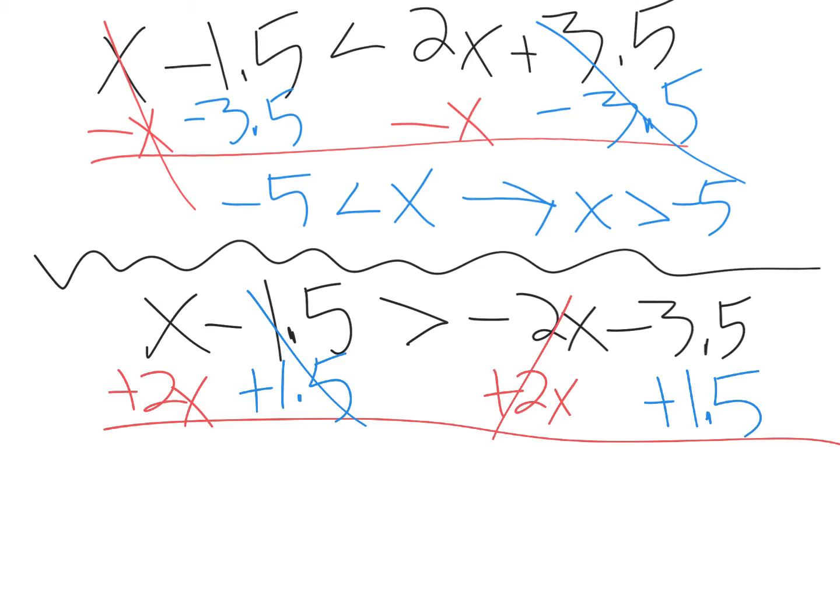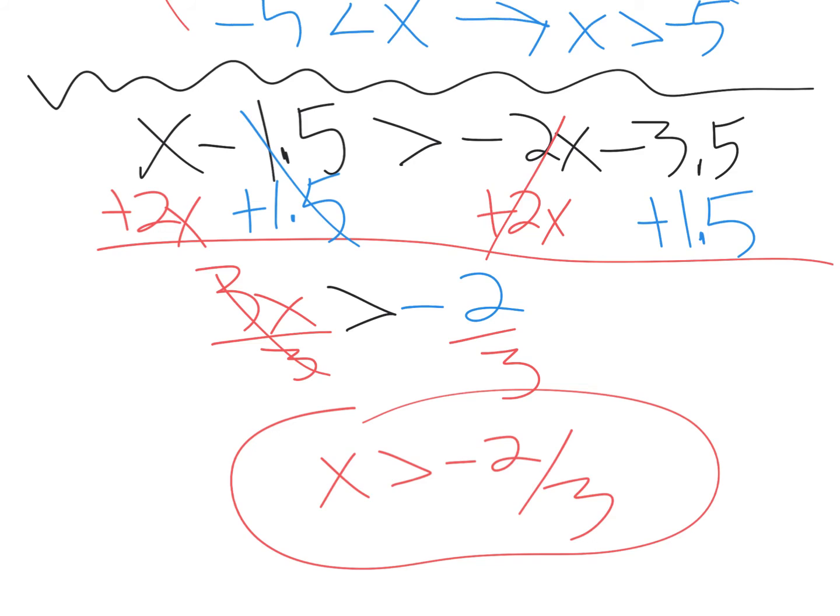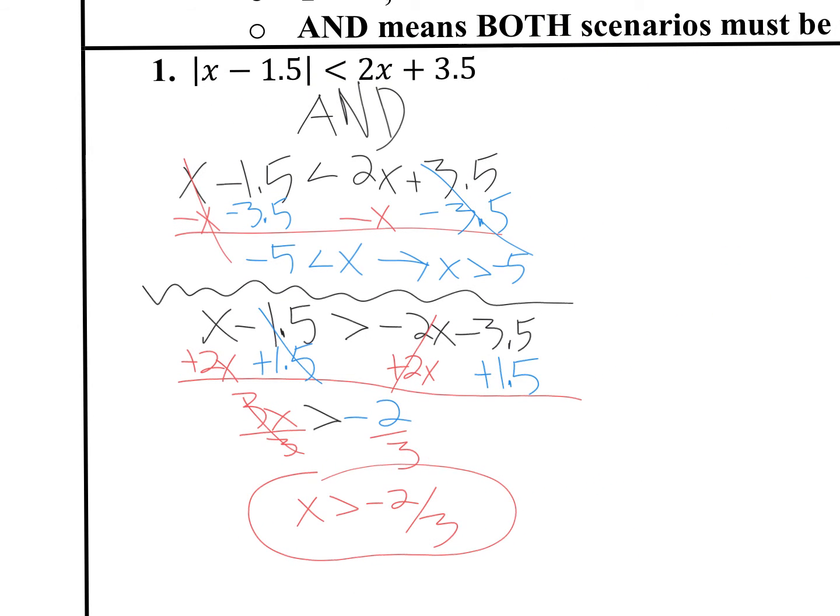And so x plus 2x is going to give me 3x. That's going to be greater than negative 3.5 plus 1.5, which gives me negative 2. And so I'm going to divide by 3, and I'll get x is greater than negative 2/3. And so here I have my two answers. And I also know that it's going to be an and problem.